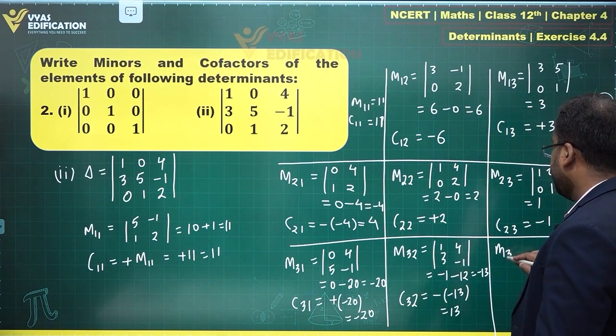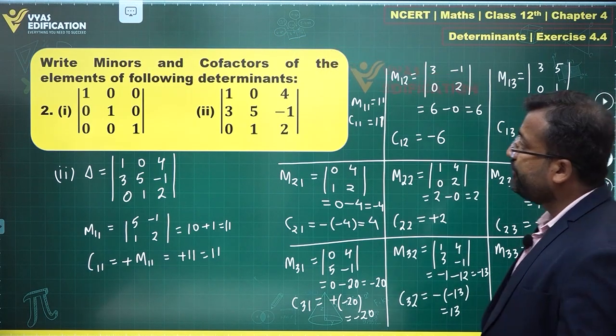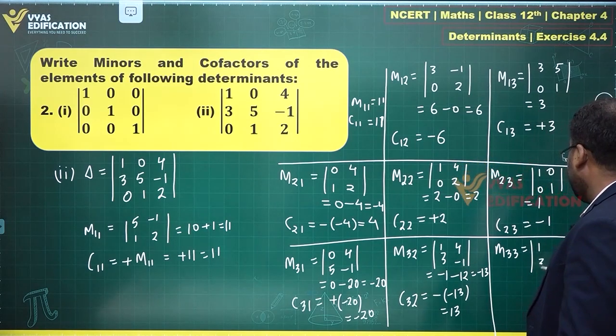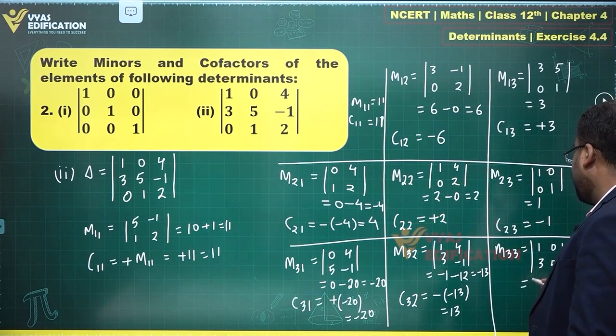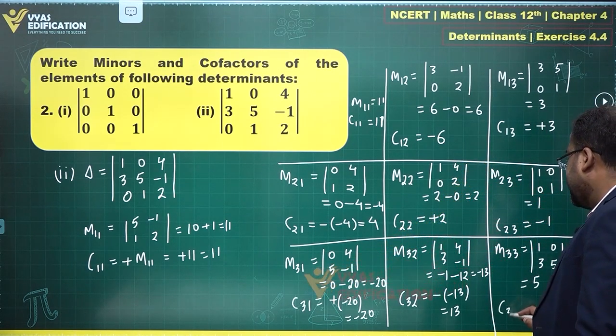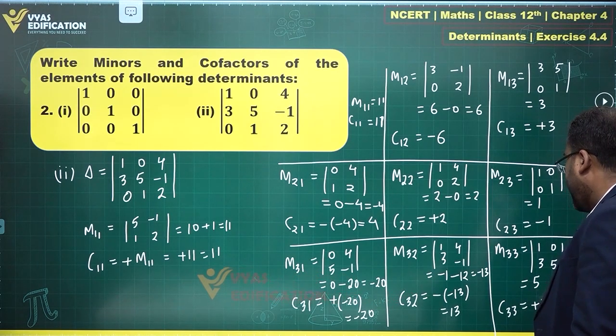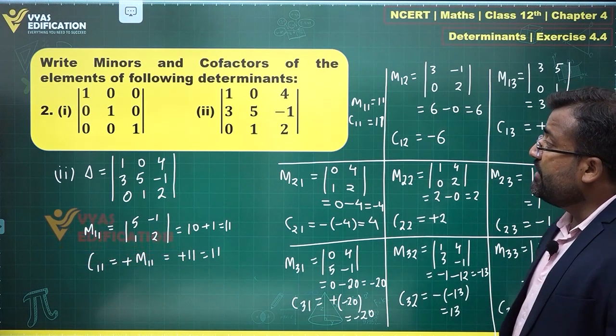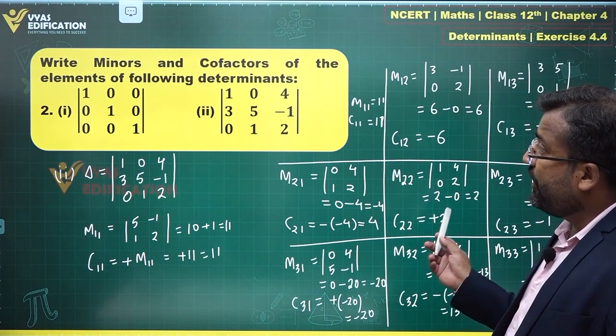Next, M33 is equal to what? The determinant of 1, 3 and 0, 5 is what we'll need. 1, 3 and 0, 5. This will be simply 5 minus 0, which is 5. C33 is plus 5, as you can observe over here. And that's the answer for this question. All the minors and cofactors have been found over here.